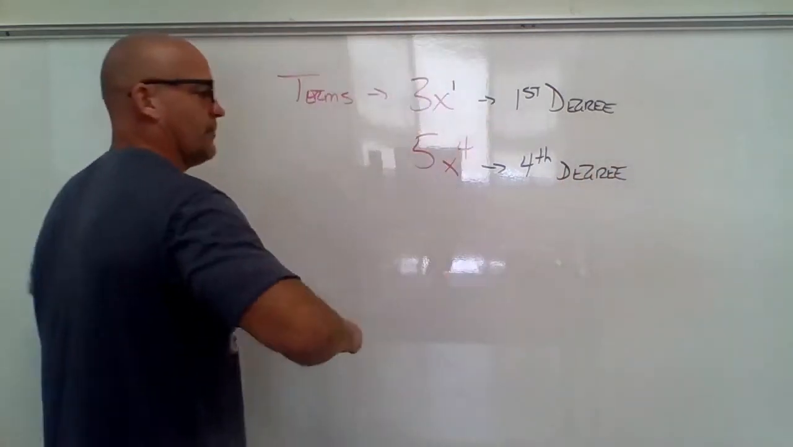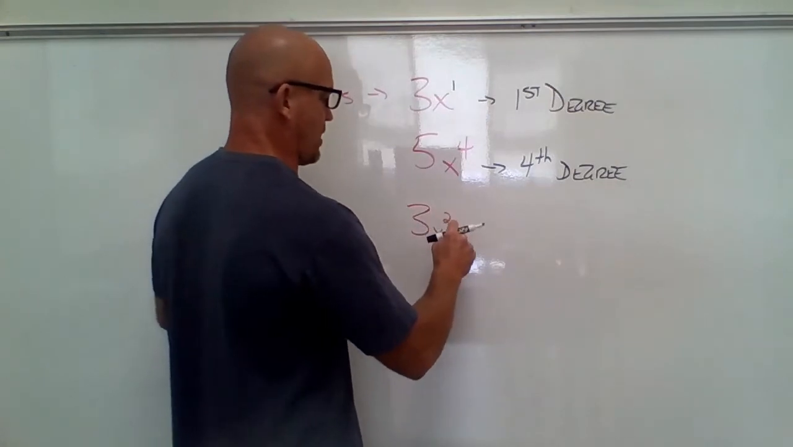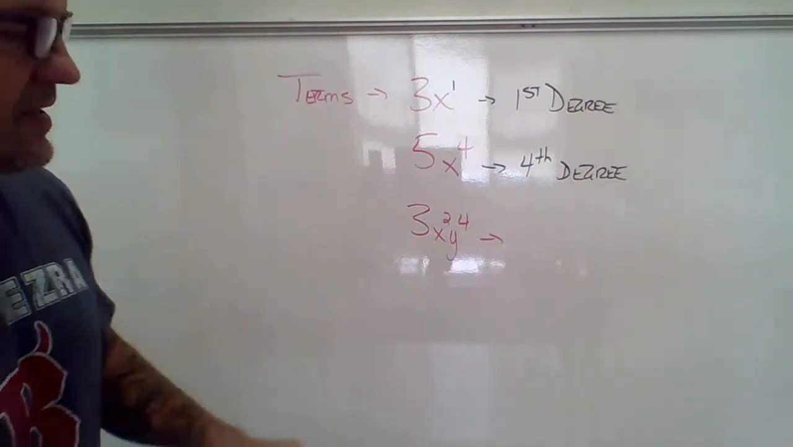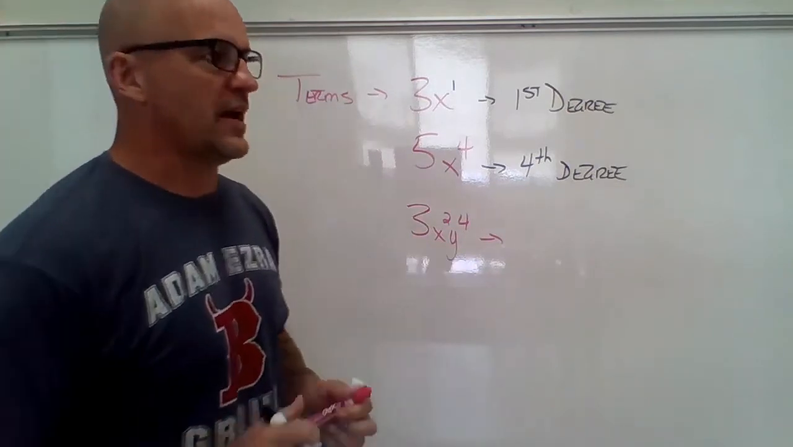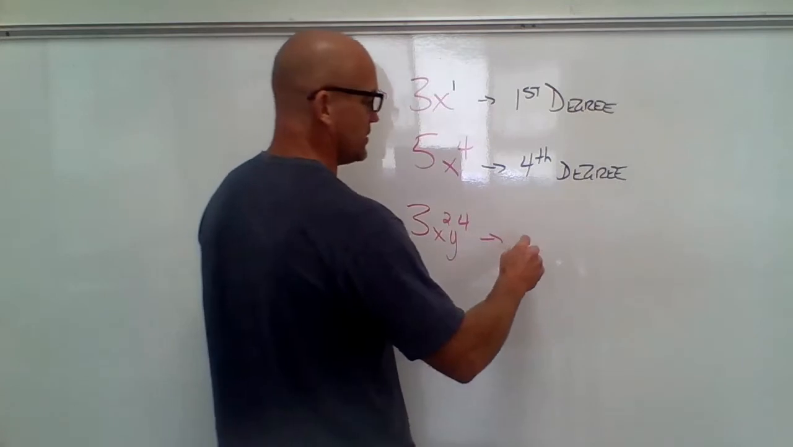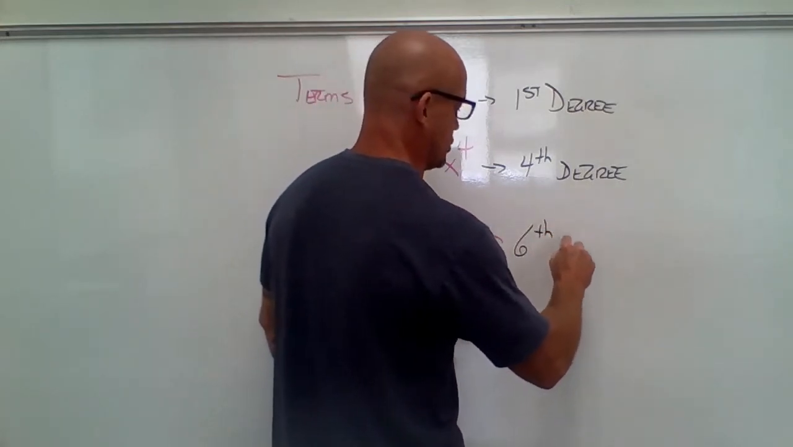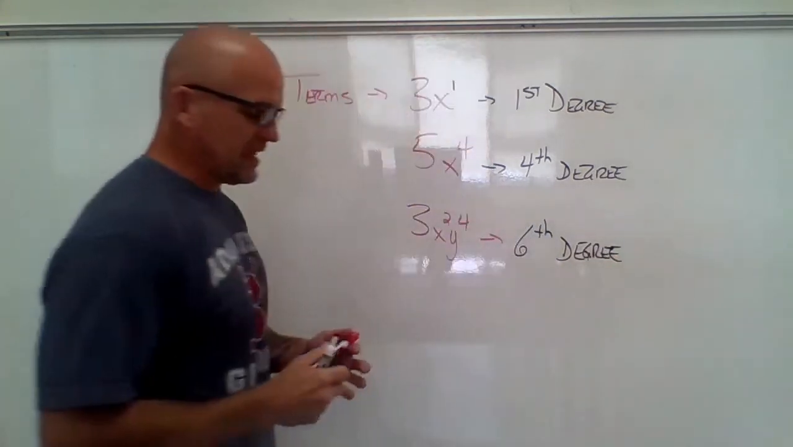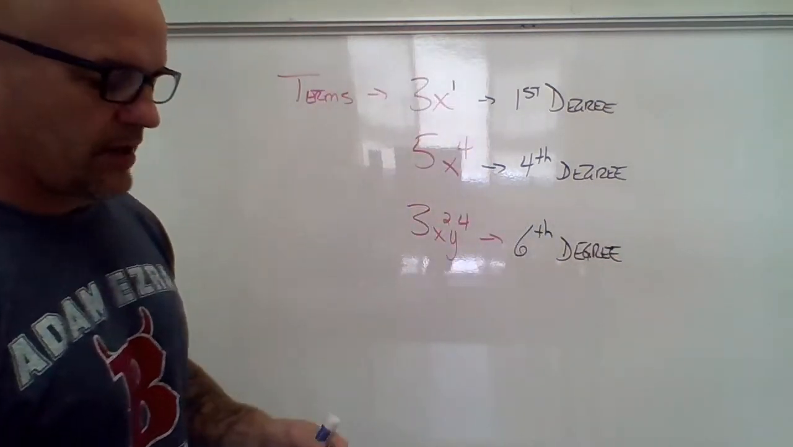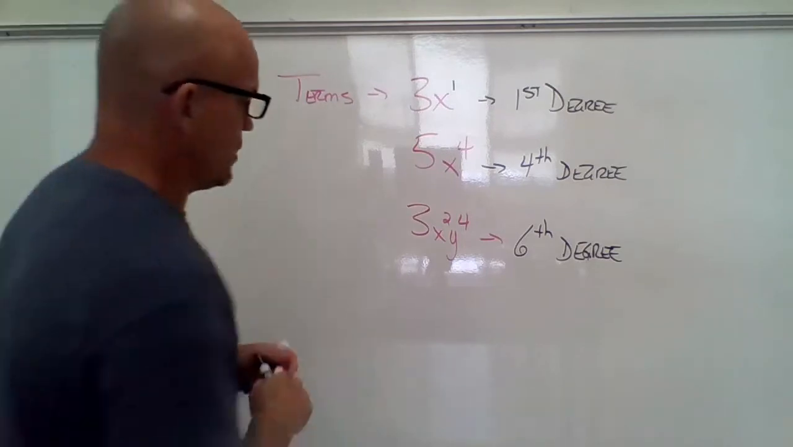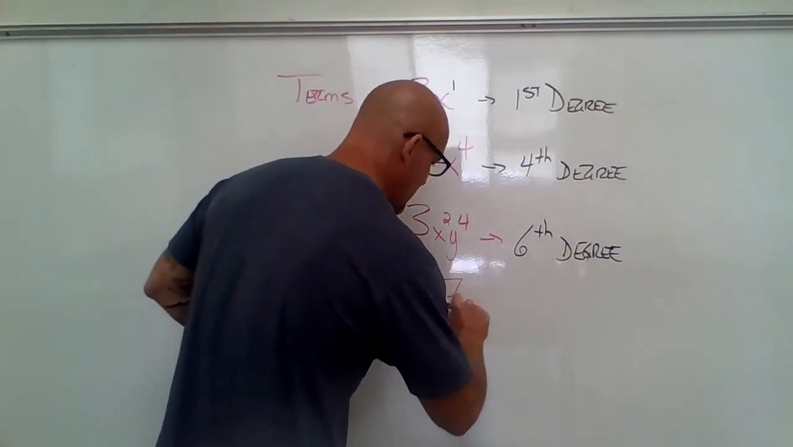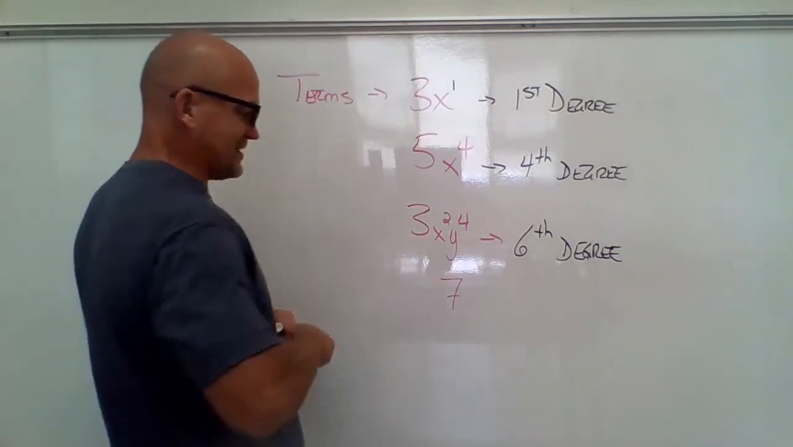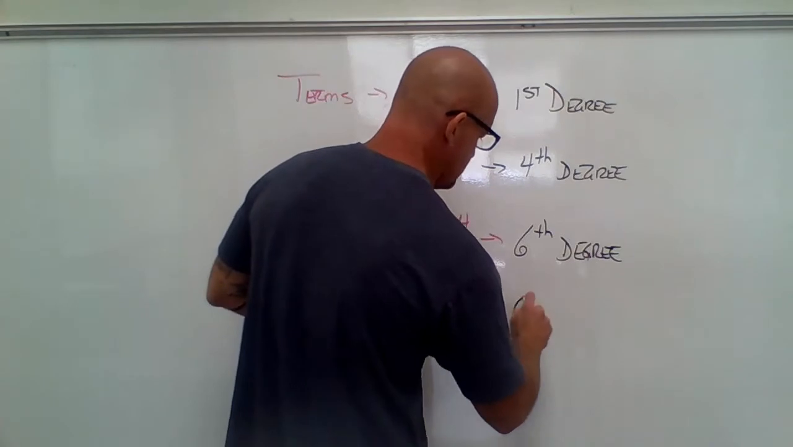If I were to have something like 3x squared y to the fourth, now I have more than one variable, which means I have to sum those exponents, which in this case is 6. So that means it is a 6th degree term. Last but not least, if you have something without an exponent, and we call those constants, we have something like 7. It has no variable to have an exponent. That means it is a 0 degree.